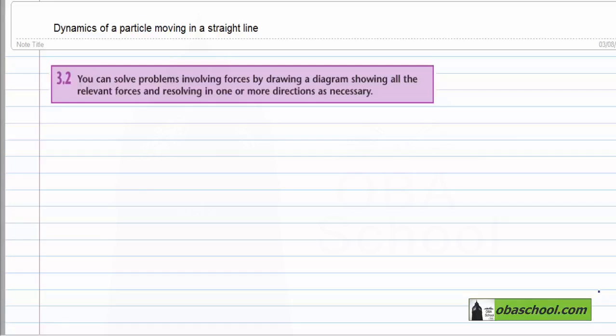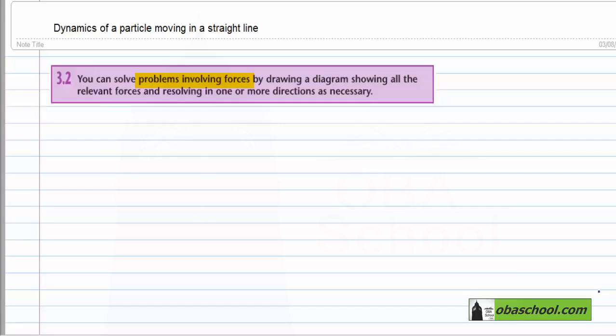Hello guys, we will continue our discussion of the dynamics of a particle moving in a straight line in chapter 3. This is point 3.2 that states the following. You can solve problems involving forces by drawing a diagram showing all the relevant forces and resolving in one or more directions as necessary. In this part of chapter 3, we will learn in detail how to approach problems involving objects with applied forces and acceleration.